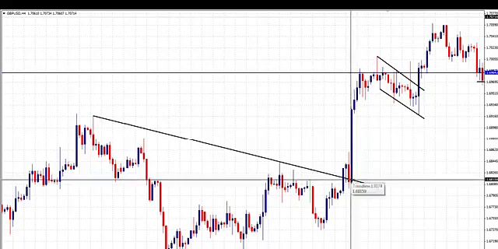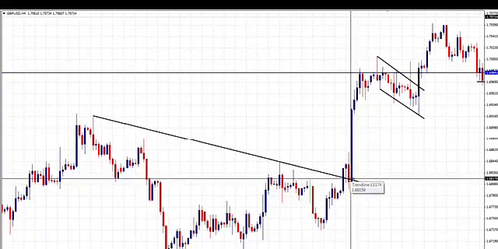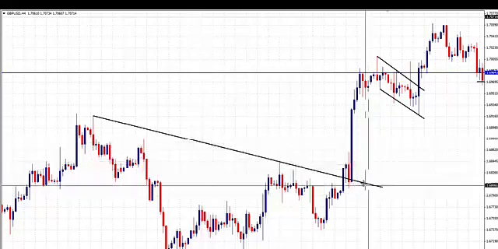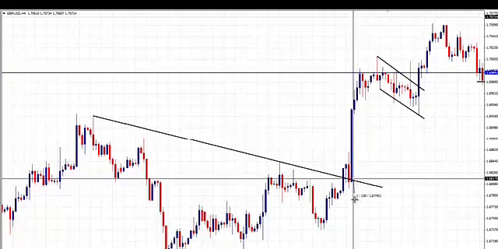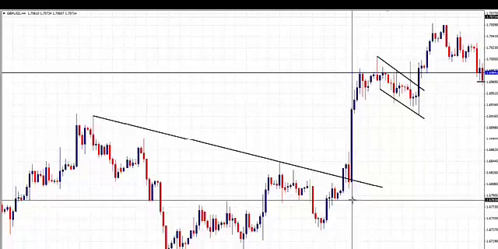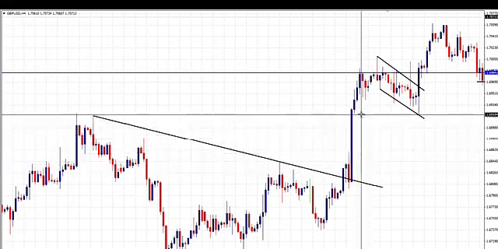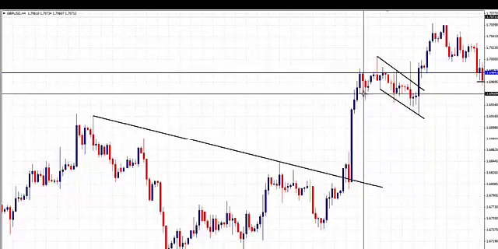I would have gotten long right here at the retest of this trend line, of this descending resistance as support, with at least a 20 pip stop right here. Now I would have put my stops right here below this low, which would have made a 35 pip stop, and of course by trailing your stops, you would have been stopped out right here on a 130 pip win.